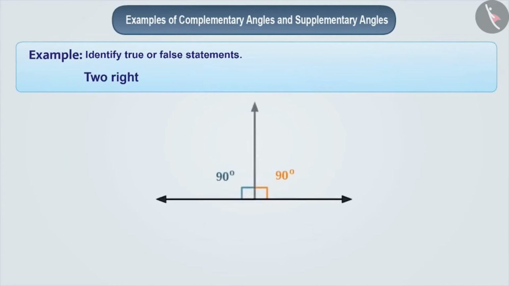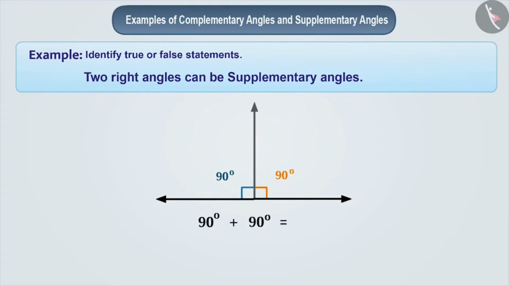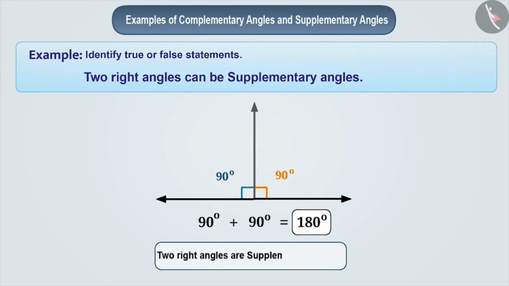Two right angles can be supplementary angles. If we add two right angles, then their sum is 180 degree. Therefore, two right angles can be supplementary angles. This means that the given statement is correct.